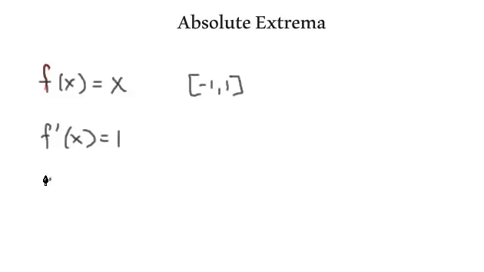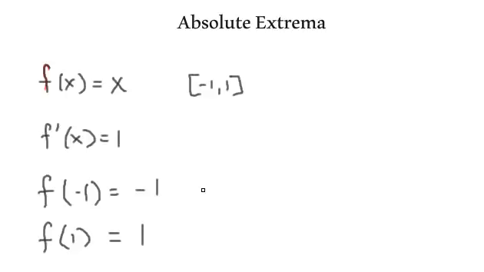Alright, step 2. Once I've found my critical numbers, which there are none here, then what I'm going to want to do is just simply take our endpoints and plug them into the function. So f of -1 is -1, and f of 1 is easy enough, is 1.